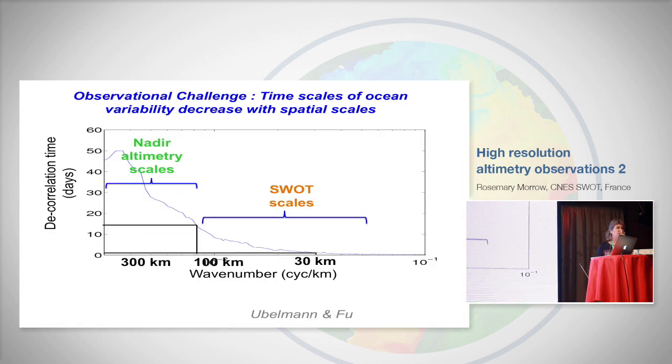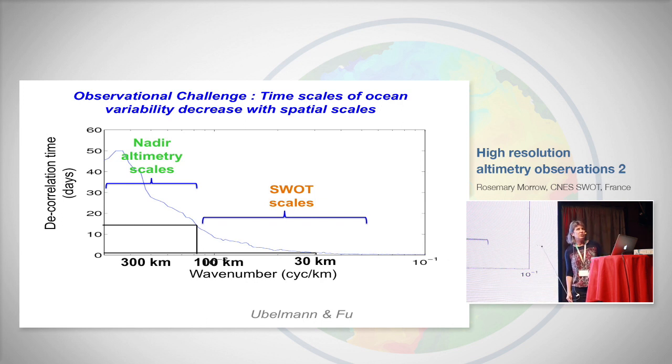So a final point, this is work by Clément Ubelmann and Lee-Lueng Fu, where they took a numerical model and they analyzed for all the different space scales, what are the temporal scales associated? And essentially what they found is that the decorrelation time cascades like this as a function of space. So when you're looking at larger mesoscale features, then they essentially have slower time scales. And you know that if you're looking at maps of these larger eddies, they move slowly across the ocean.